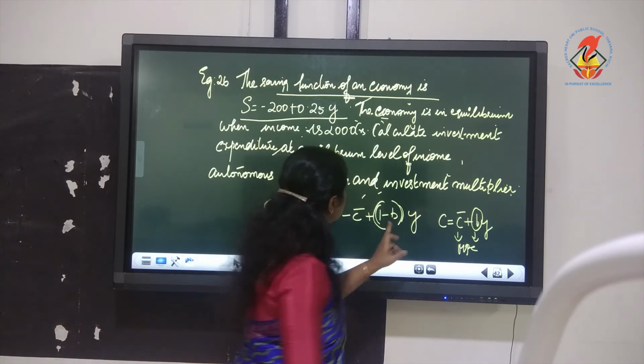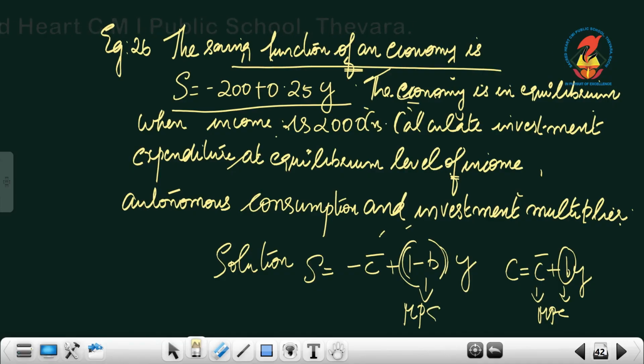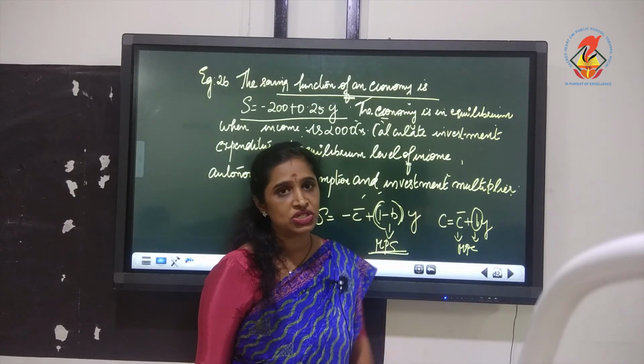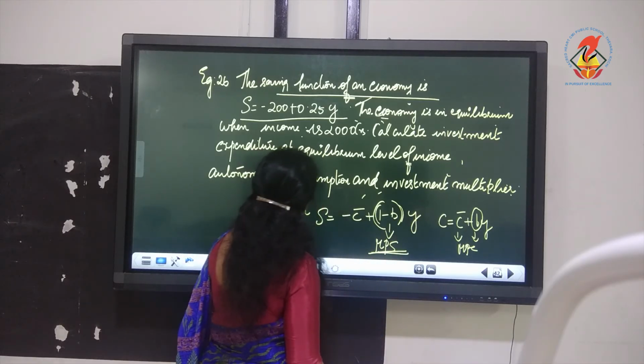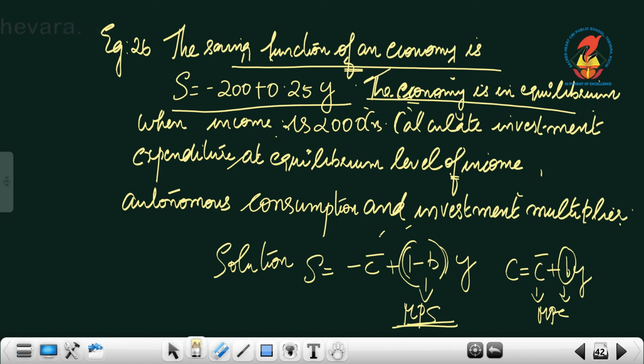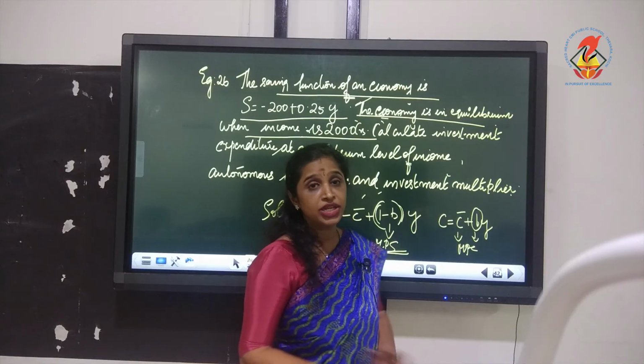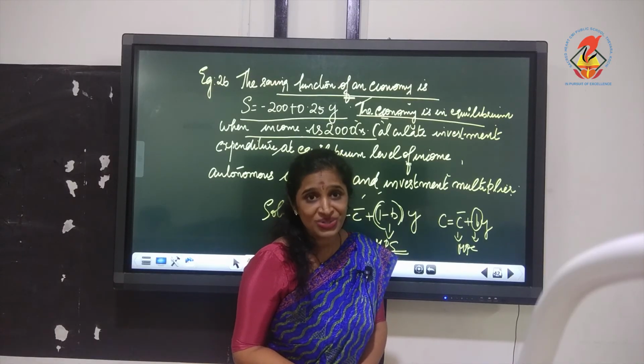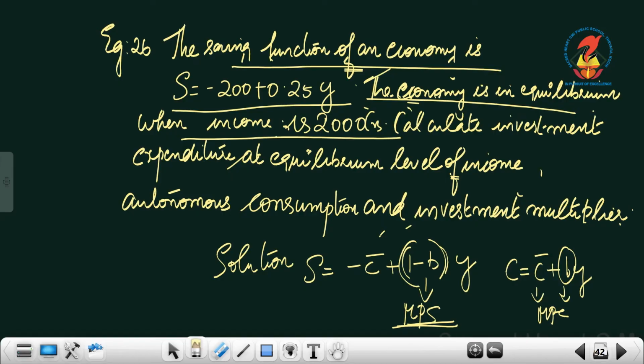So what is given here in the saving equation? Given is MPS, 1 minus B is MPS. So the saving equation is given in your problem. Now what are you asked to find out? The economy is in equilibrium when income is 2000 crores. So you can write the value of income as 2000 crores.